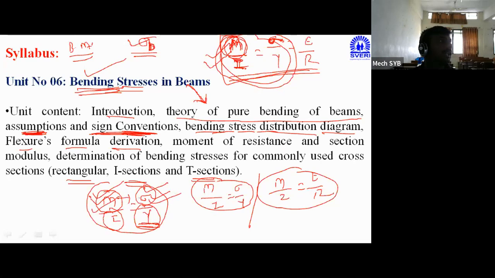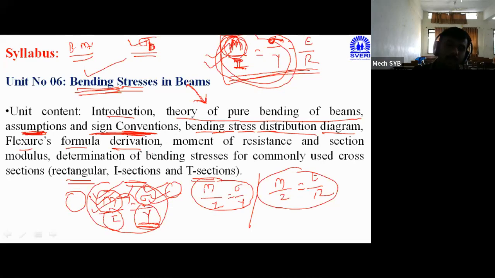If the beam is not subjected to the force, bending moment is equal to 0, and if bending moment is equal to 0, what will be the stress value? It is also equal to 0. Therefore your force value is directly proportional to the bending moment, and the bending moment value is directly proportional to the bending stress. Getting? So this is the overall content which we are going to study in this particular chapter 6, that is bending stresses in the beams.